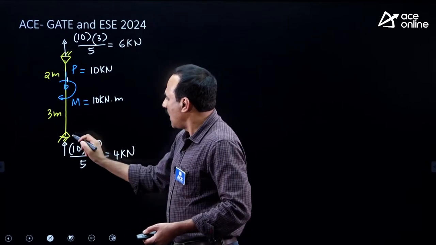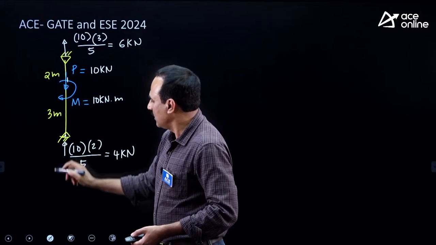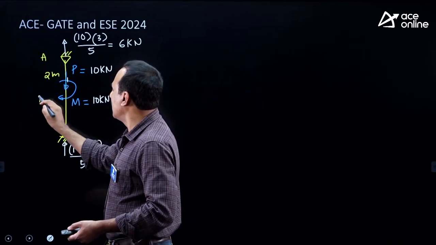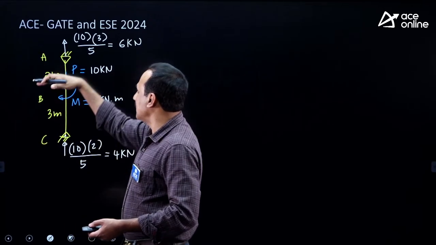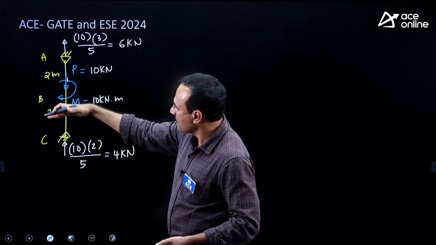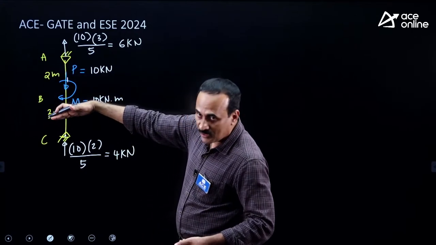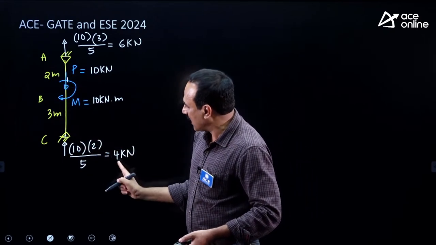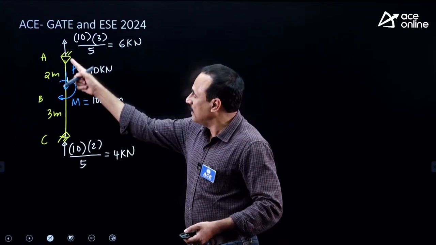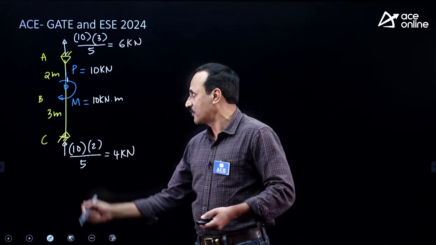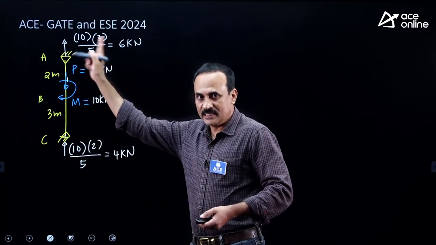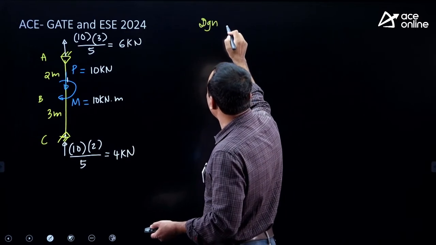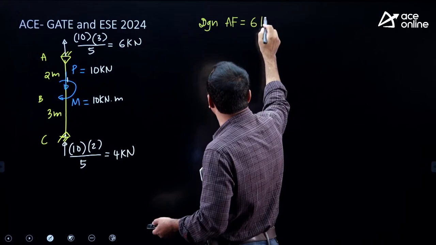That means from here to here, say if I mark it as ABC, AB part is subjected to axial force of 6 kilonewton, BC part is subjected to, look down, a force of 4 kilonewton. So 10 kilonewton is shared, 6 and 4 like that. So design axial force is the maximum of the two values, nothing but 6 kilonewton.